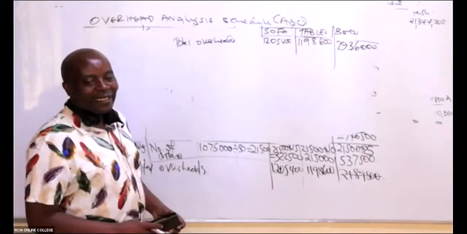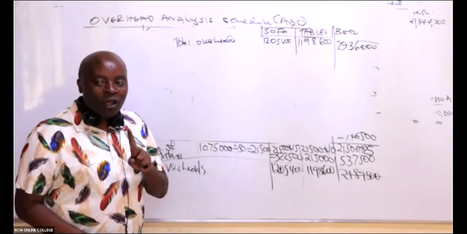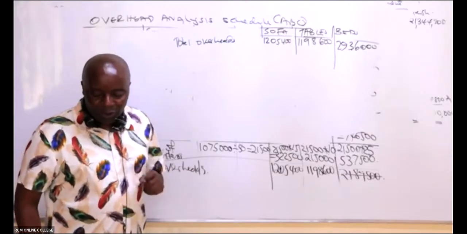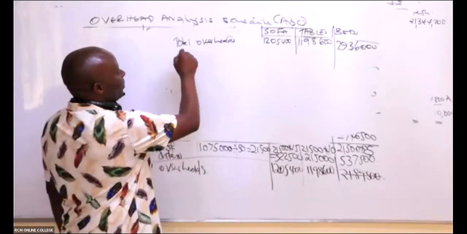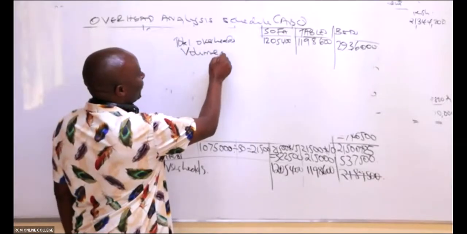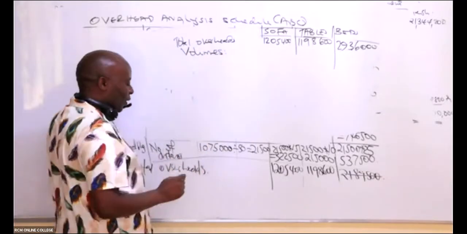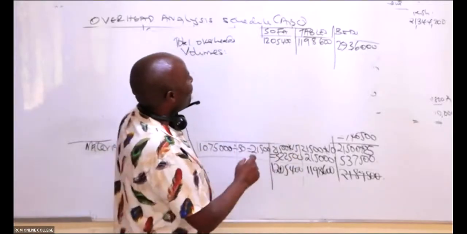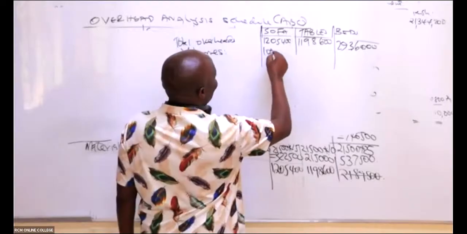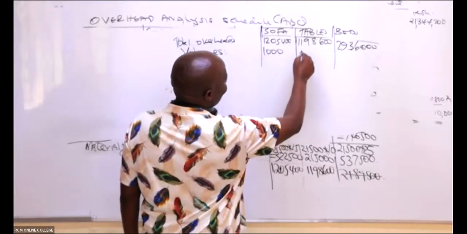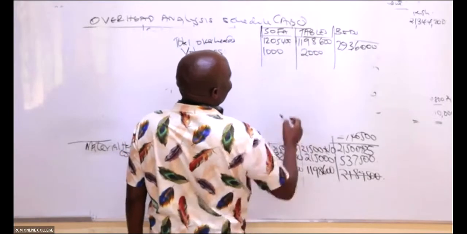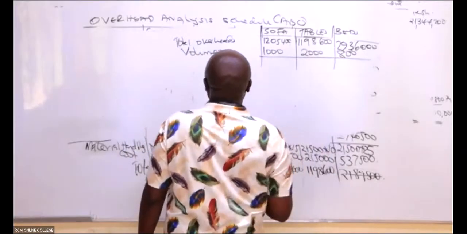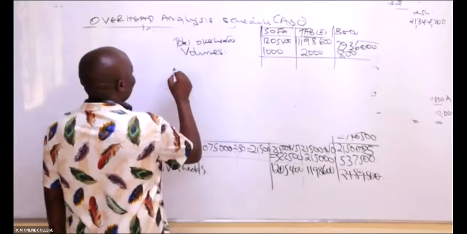So remember, at the end of the day, they want us to give them unit costs. So I must divide this by the volumes. Are you able to remember the production volumes of sofas? How much do we have here? 1,000. Tables, how many? 2,800, right? So then give me the overhead per unit.